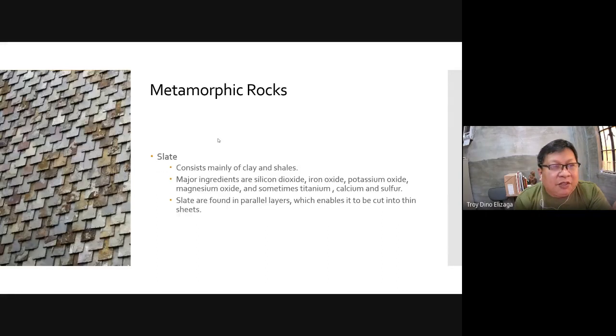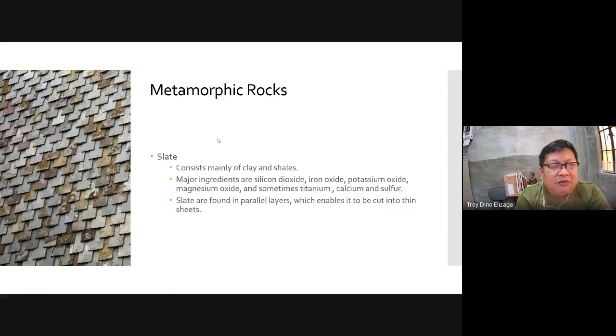I'm more familiar with slate, like shale earlier. They're also good for roof shingles. This one is in Norway, I forgot where exactly. But we don't see this type of application here in the Philippines. Slate is also good for paving materials for gardening and landscape.